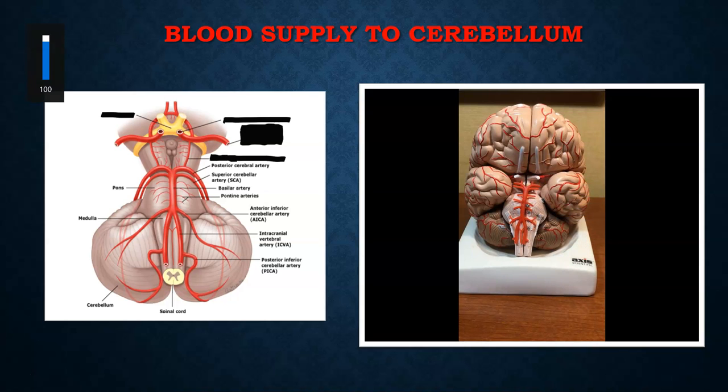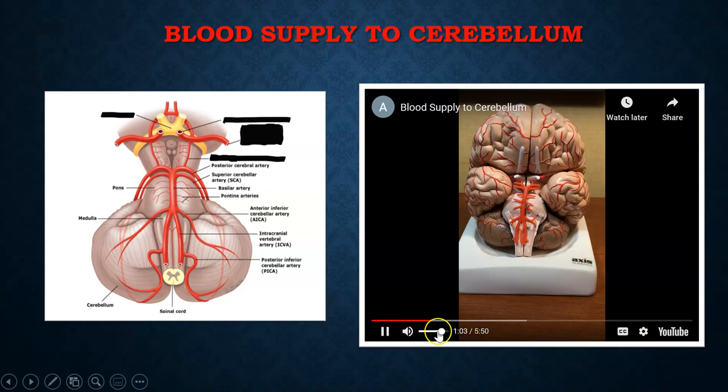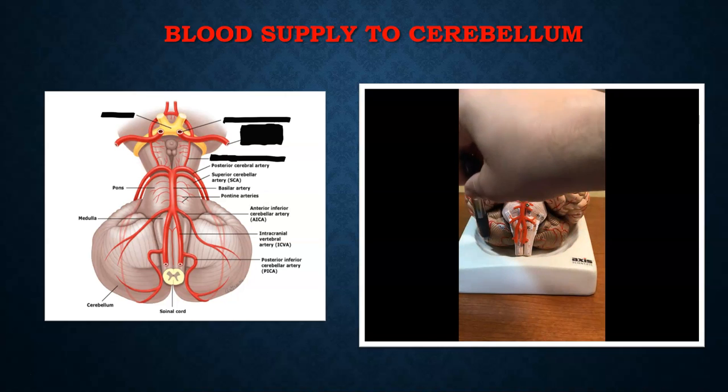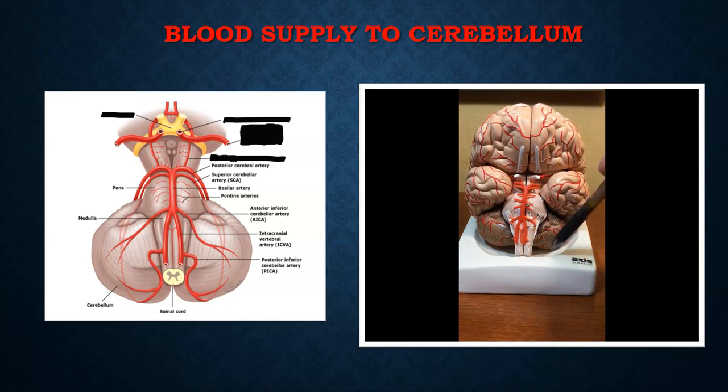Now what we see is that there are two branches coming from the vertebral artery. You see small branches here. These branches will supply blood to the posterior inferior area. So this is the posterior inferior cerebellar artery, PICA, coming from the vertebral artery, both sides.